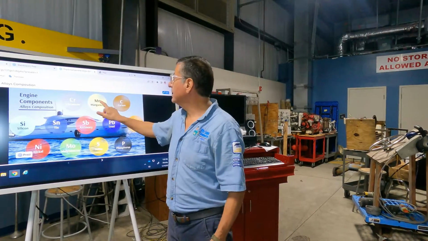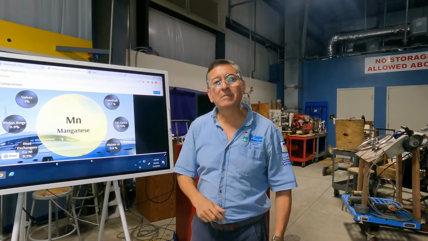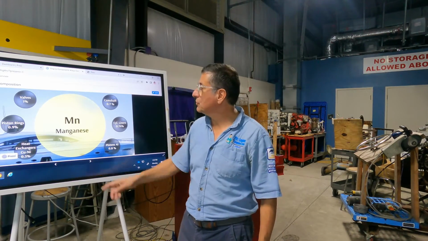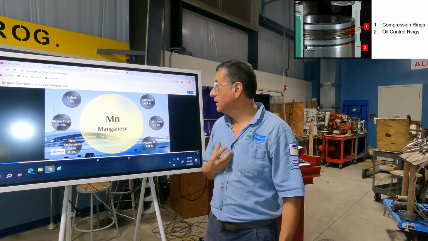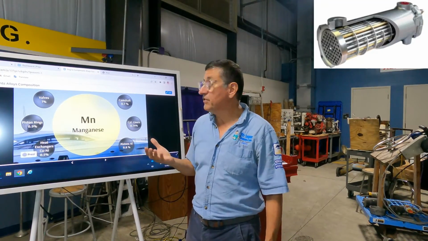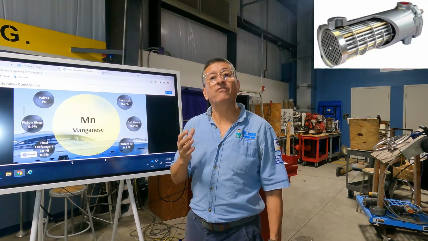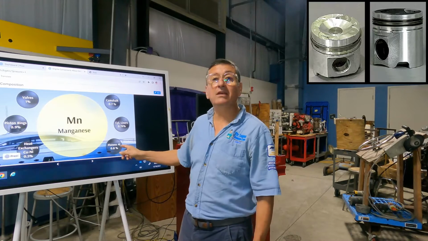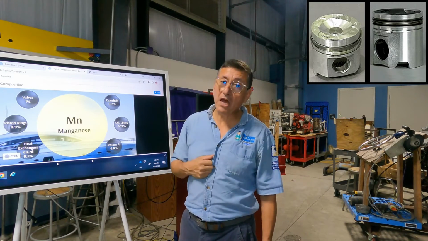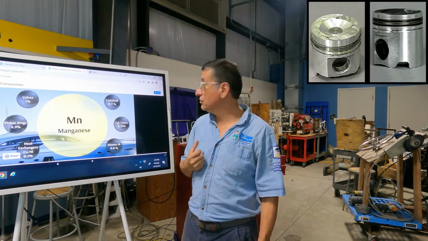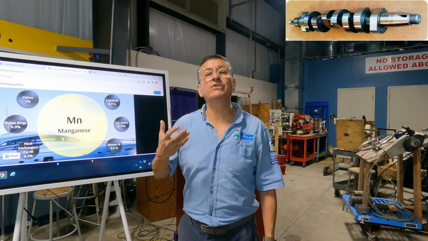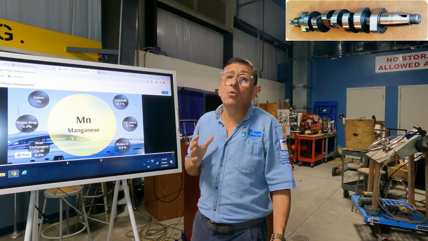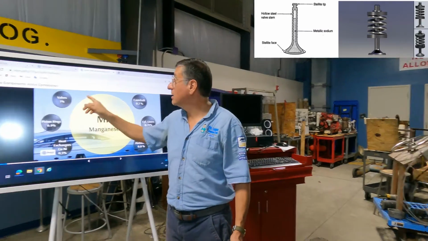The second element is manganese. Where did I find that manganese? On the valves, 1%. On the piston rings, 0.9%. On the heat exchanger, if the heat exchanger is in copper nickel, 0.5%. In the pistons, if the pistons are in aluminum, 0.8% of the content is manganese. The cylinder liner, 0.74%. In the camshaft, 0.7% is manganese. In other words, the component with the most manganese in your engine are the valves.